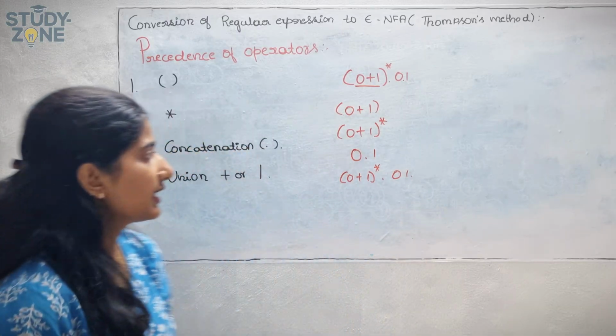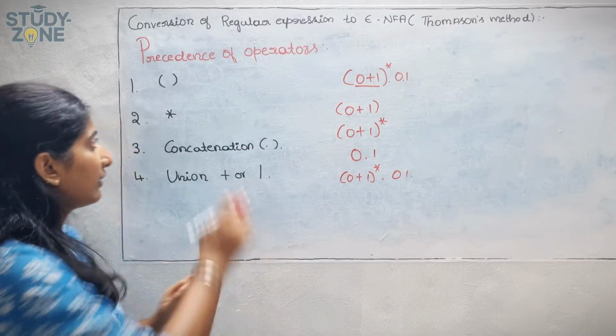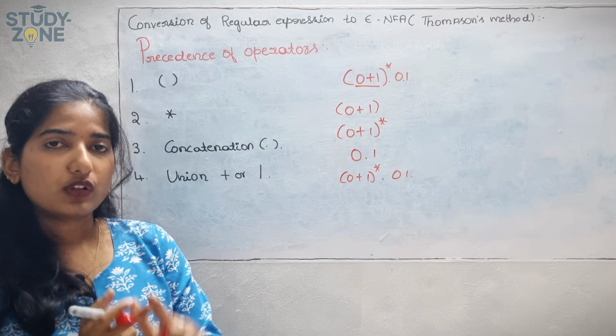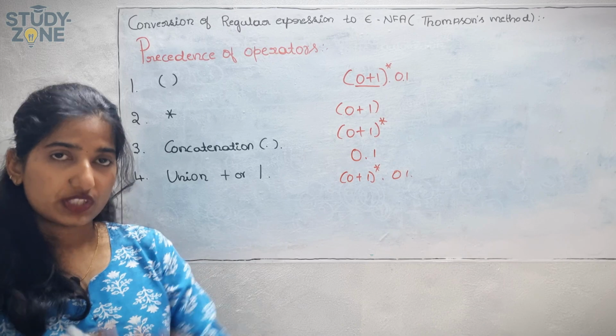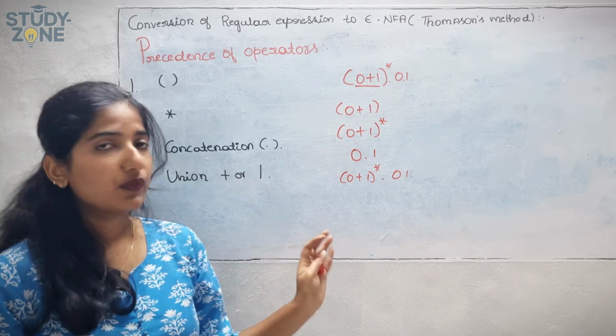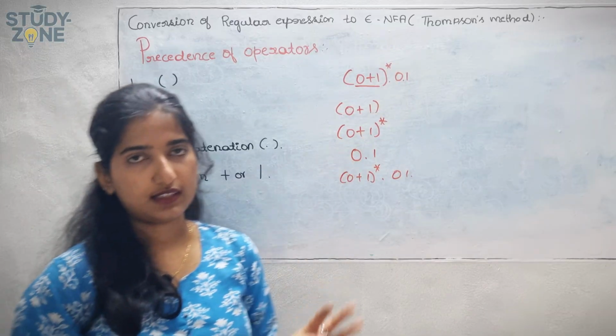Clear? So this is how we solve the problems that are bigger. There will be a precedence of the operators: parenthesis, closure, concatenation and union. Clear? So this is how we solved Thompson's method and precedence of operators.